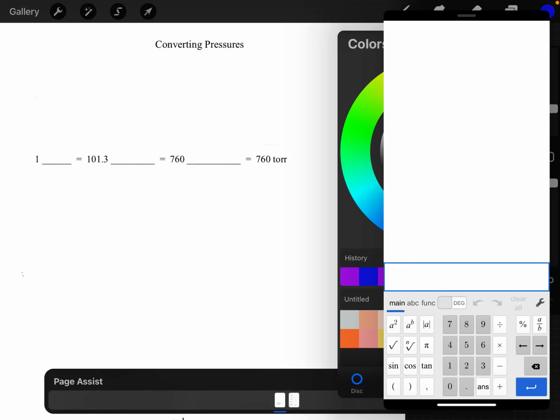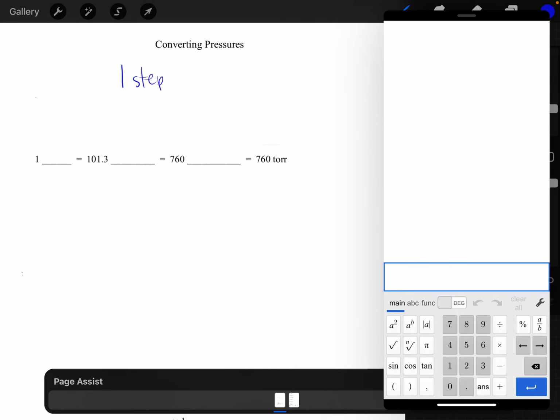Okay, this video is about converting pressures. This is important because you're going to end up using this within your gas laws problems. And all that converting pressures is doing is a one-step Stoich problem. Okay, so there's a few things we need to know first. You should have done this in your notes.